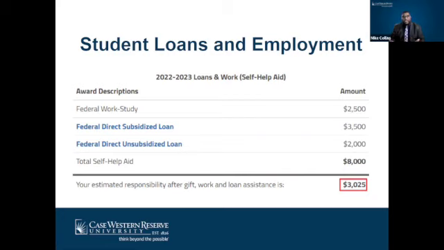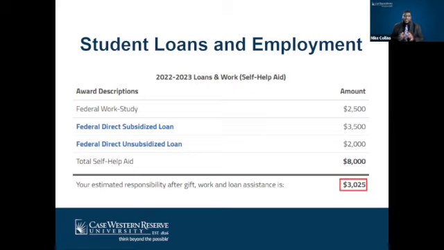The unsubsidized loans, the government will not cover the interest on those. Now, you're not required to make payments on any loans until 6 months after you're no longer in school. So thinking about graduation, if you graduate in May, which is the 5th month, you won't be required to start making payments until November. So you'll have 6 months for that to happen. But for the unsubsidized loan, that interest will be accruing each month.